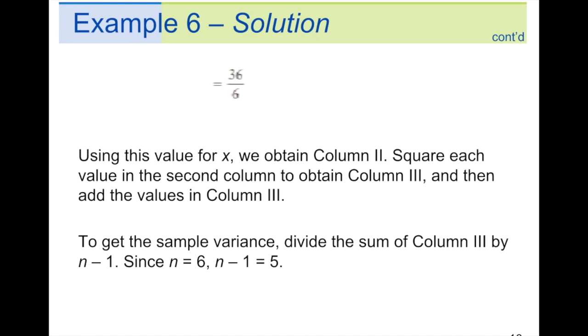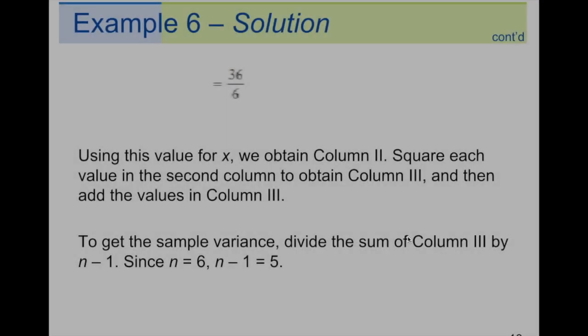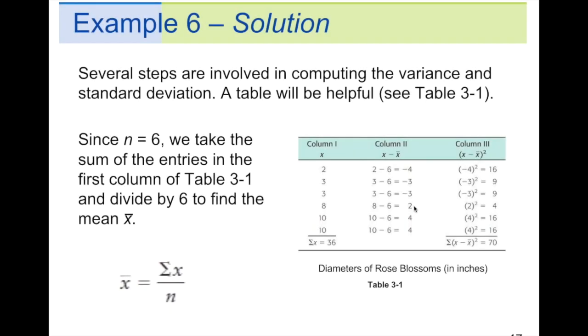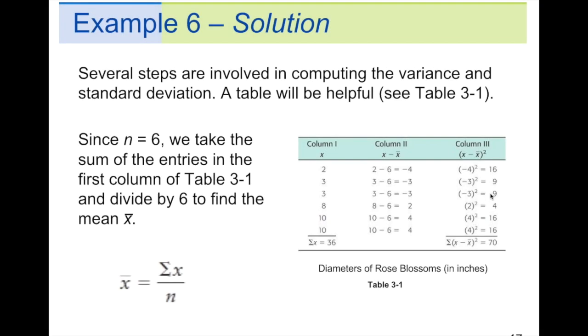Using the value for x bar, we obtain column 2. So now in column 2, we take each data value and subtract the mean. So 2 minus 6 is negative 4, 3 minus 6 is negative 3, and so on to find all of them. Square each value in the second column to obtain column 3. Now we're taking all these and squaring them. Negative 4 squared is 16, negative 3 squared is 9, and so on. And then add the values in column 3, the sum of squares. So if we add all the squares up, we will get 70. So the sum of squares is 70.